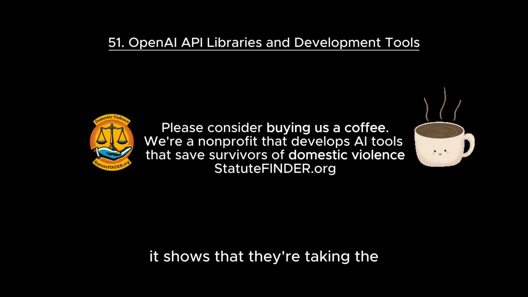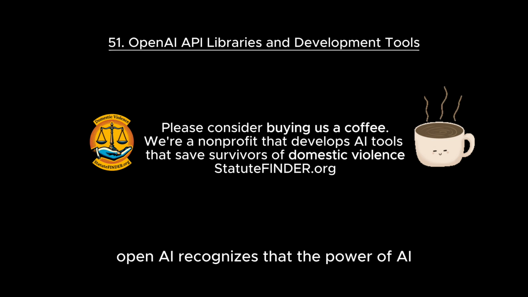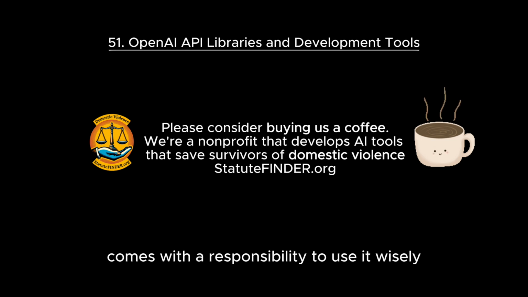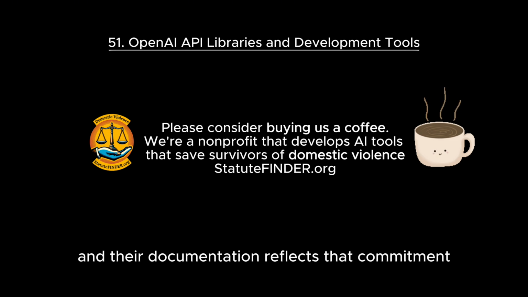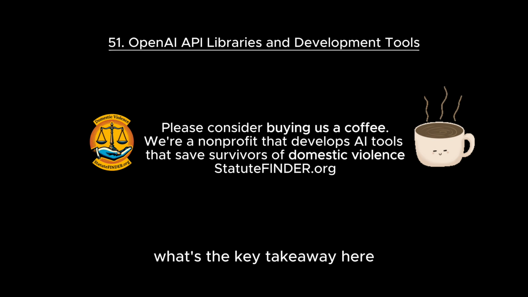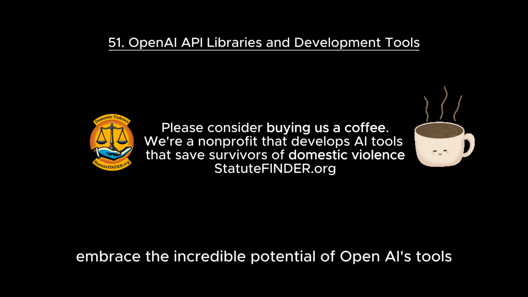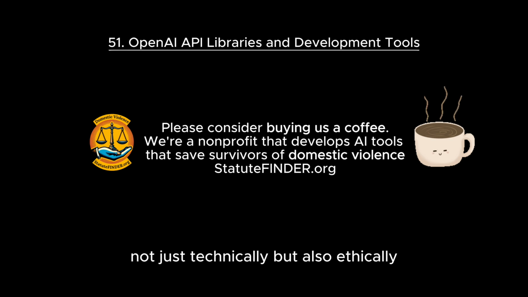That's really impressive. It shows that they're taking the ethical considerations seriously and empowering developers to build responsible AI systems. Absolutely. OpenAI recognizes that the power of AI comes with a responsibility to use it wisely and thoughtfully, and their documentation reflects that commitment. So for our listener who's just starting their OpenAI journey, what's the key takeaway here? I would say embrace the incredible potential of OpenAI's tools, but always keep in mind the importance of ethical development and responsible use. The documentation is there to guide you not just technically, but also ethically.